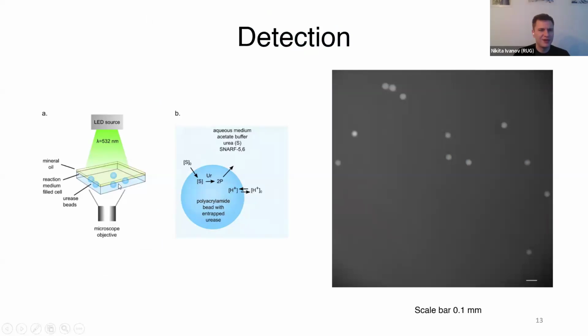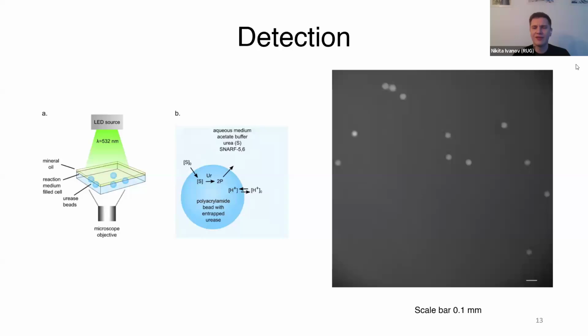Now, the system that we use for detection looks like this. We have these particles distributed in a cell. It's roughly 5 by 5 millimeters. So there is basically a drop of this reaction medium that contains acetic buffer and urea. So there is a transport and urease reaction in the bead. We consider in all of our thinking that the rate of the reaction is slow enough so that the bulk of the medium does not change during the time that we observe.